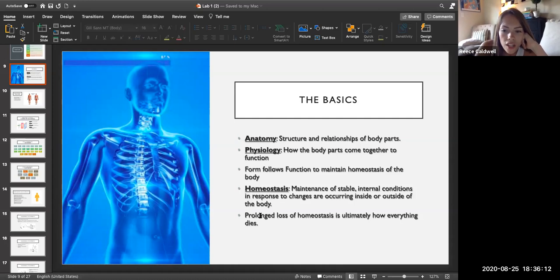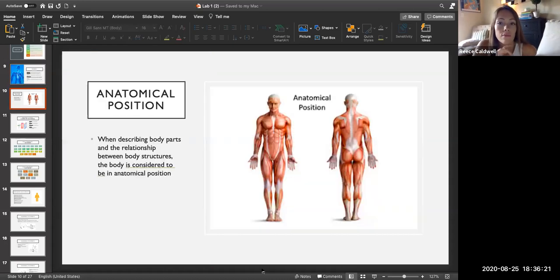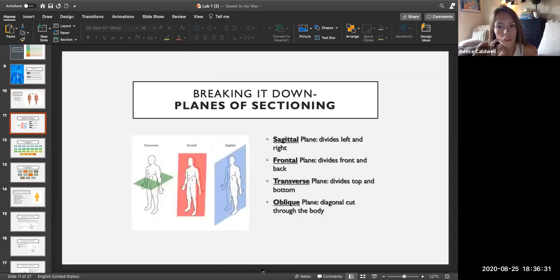Just know that prolonged loss of homeostasis is how everything dies. That's pretty basic. Definitely know the anatomical position we talked about: palms forward, toes forward, standing erect. Know the three planes: sagittal, frontal, and transverse. Those are pretty easy to remember.